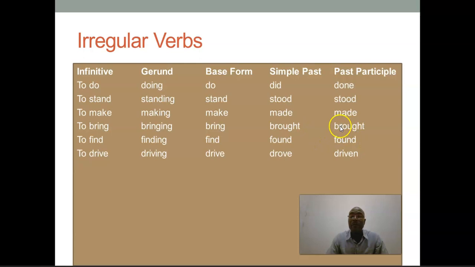So that's what you will need to form the present perfect tense. If you're dealing with the present perfect tense, it has to do with the past participle. So you use have or has plus the past participle.